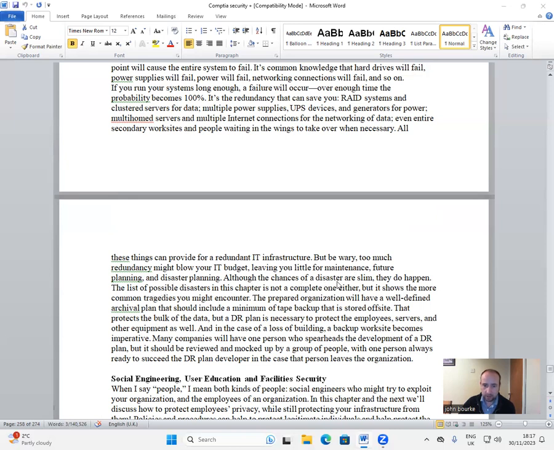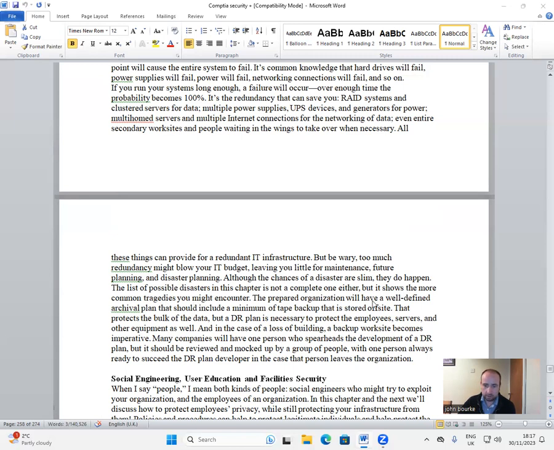Although the chances of a disaster are slim, they do happen. The list of possible disasters in this chapter is not complete either, but it shows the more common tragedies you might encounter.